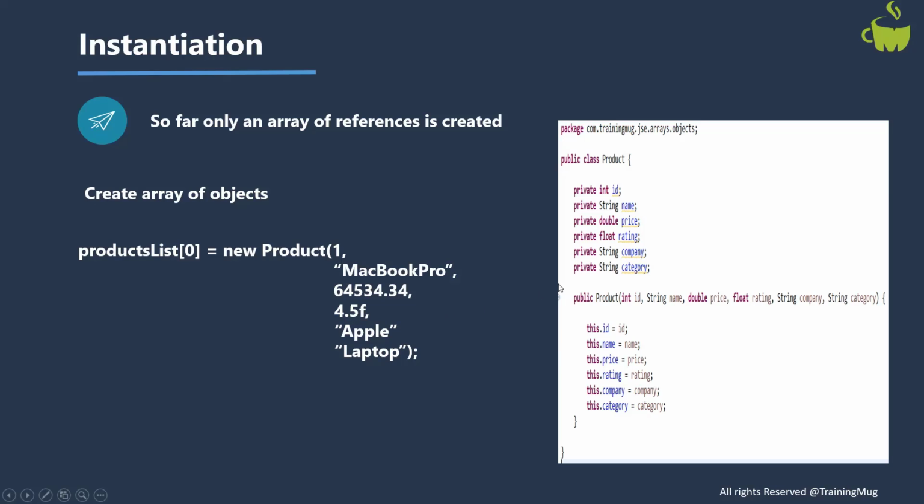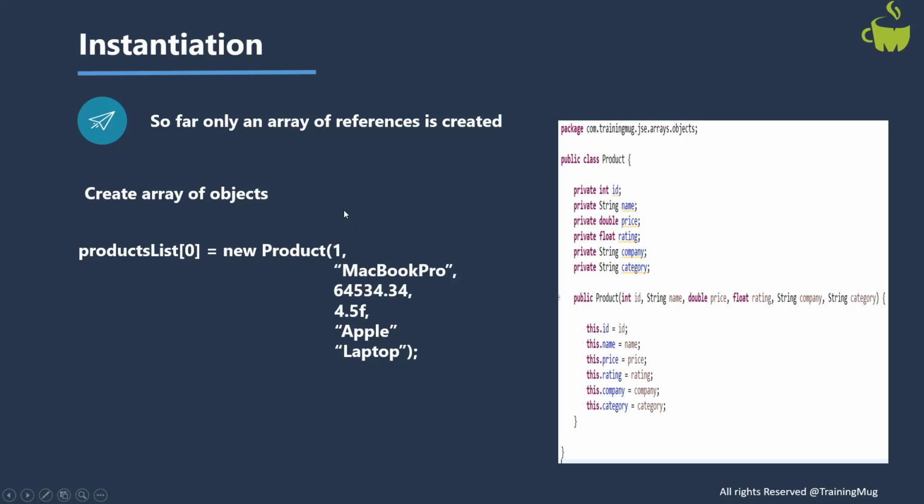Why F? Because the rating is float. Whenever you pass a value for a float, you should not pass 4.5 alone, because by default this is going to be a double, so you're going to get a compilation error there. So you have to pass it with F because you have a float value. Very important. And then for the string company, I've given Apple, and for the string category, I've given laptop. So this is how you instantiate the first index to point to the product object.